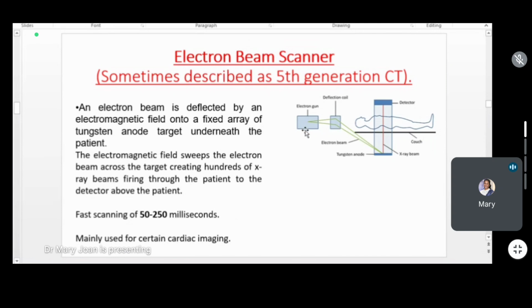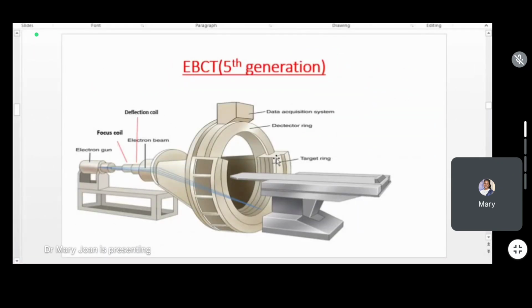So we have an electron gun, we have a deflection foil. The electron gun will eject the electrons, which will be deflected by the deflection foil to a tungsten anode which is placed under the couch, where the X-rays will be produced, and then pass through the patient and be detected by the detector above the patient. So this is electron beam.